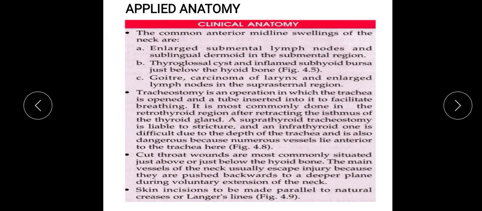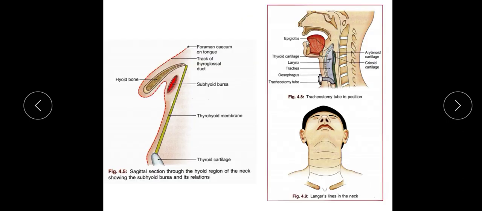Then the next applied anatomy is tracheostomy. It is the operation in which the trachea is opened and a tube is inserted to facilitate breathing. It is commonly done in the retrothyroid region. This one is the tracheostomy tube. A hole is created in the trachea to facilitate breathing. This is the tracheostomy tube.